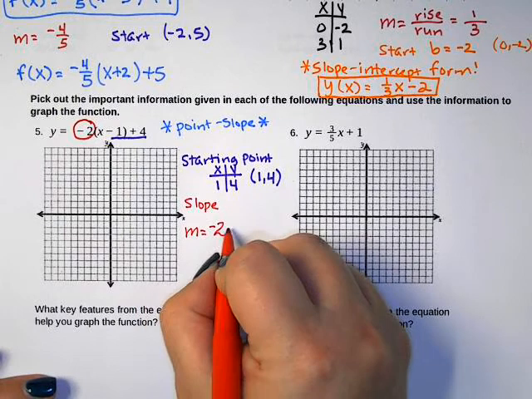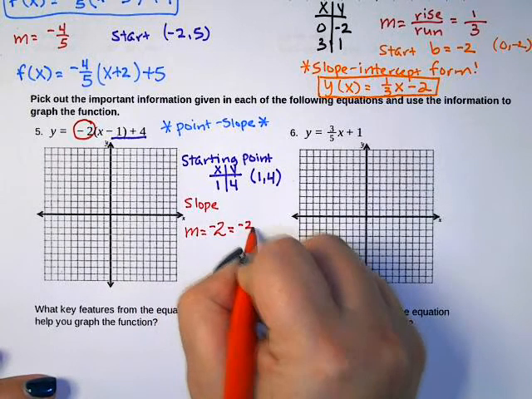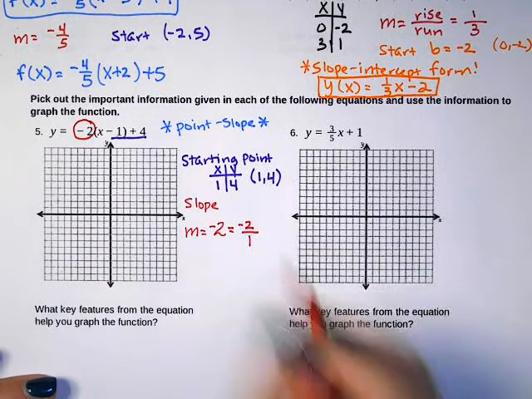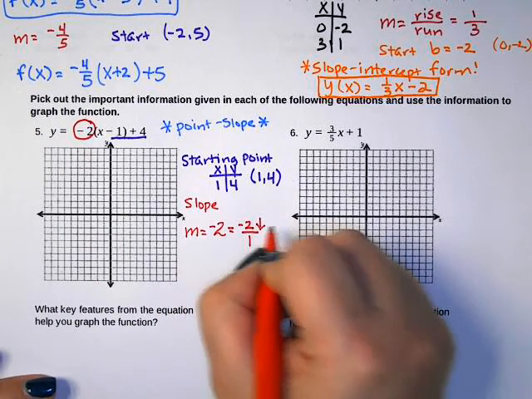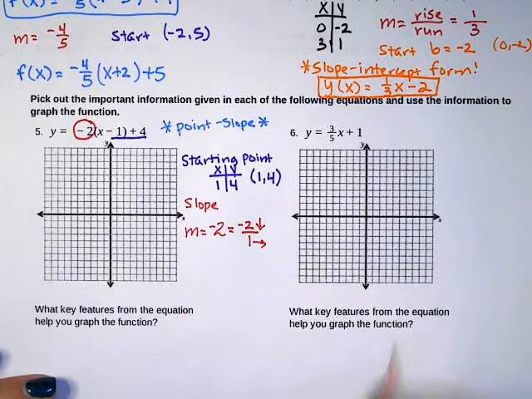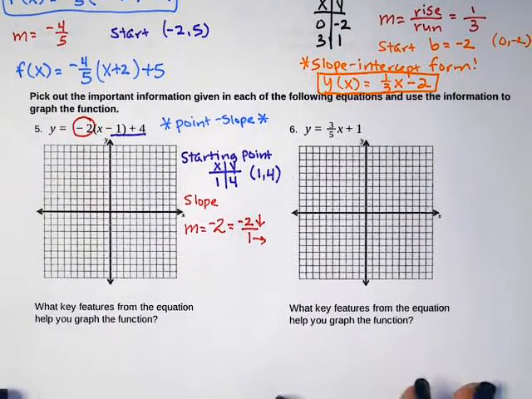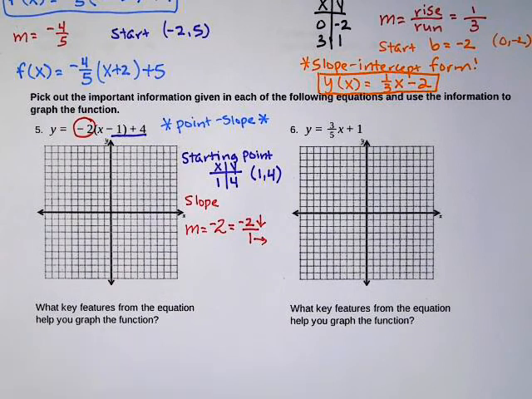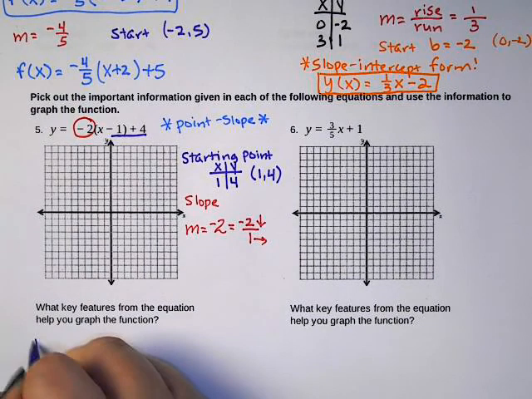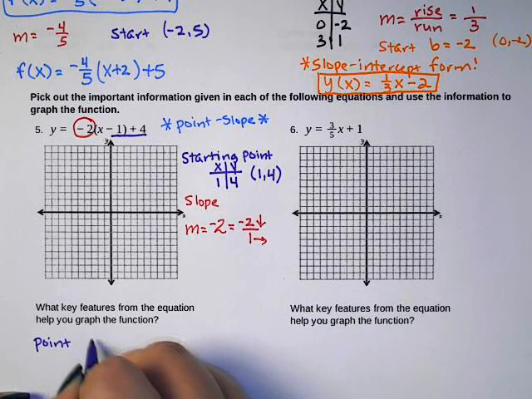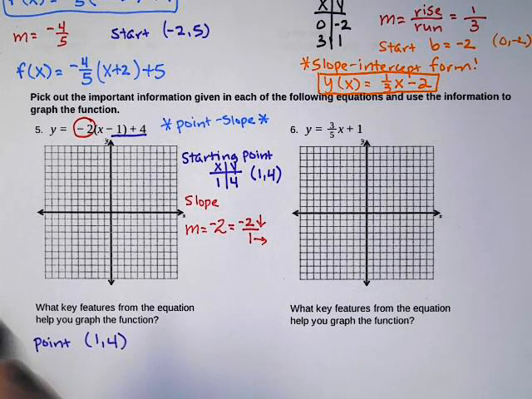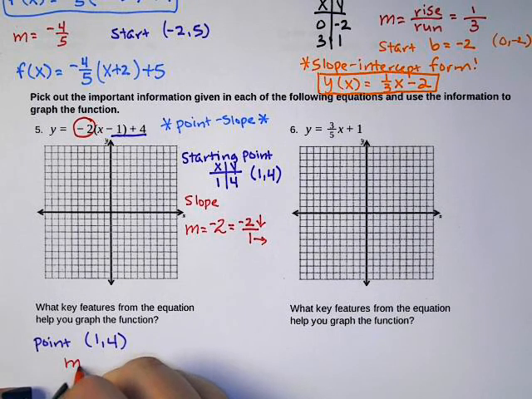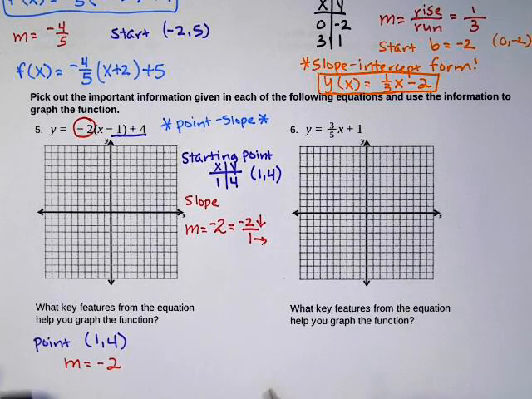Now we know if we have a slope of -2, that really means -2/1, which means I'm going to move down 2 and I'm going to move to the right 1. So if I jump down here where it says what key features from the equation help you graph the function, we know that we're going to have a starting point of (1, 4) and we're going to have a slope of -2. Those are the two key things that help us graph this function. So let's go ahead and actually graph it.